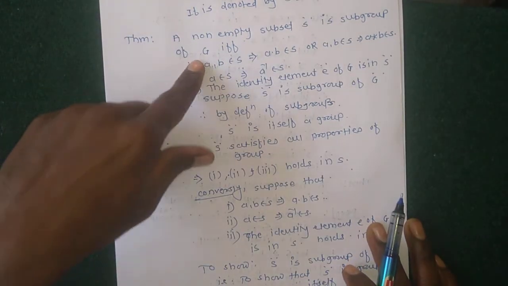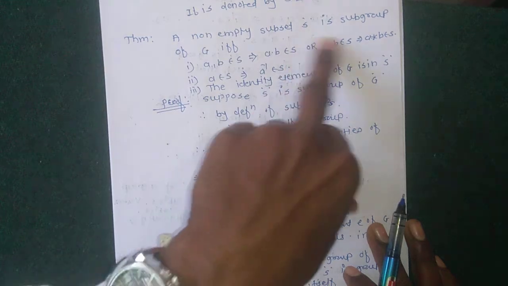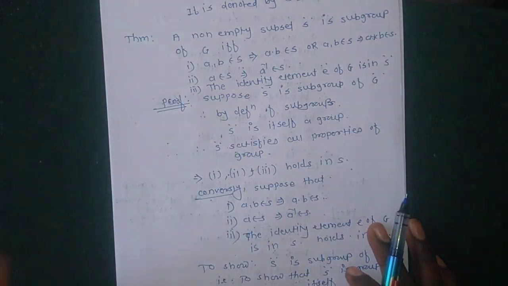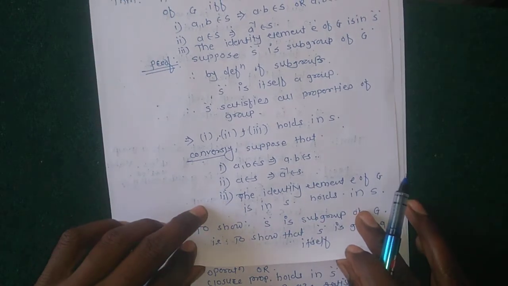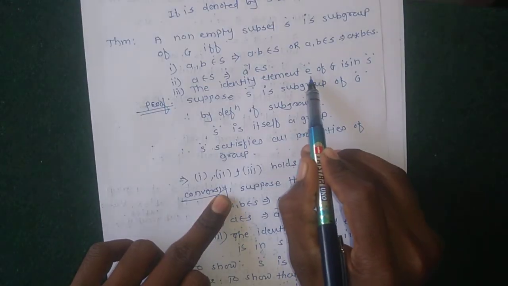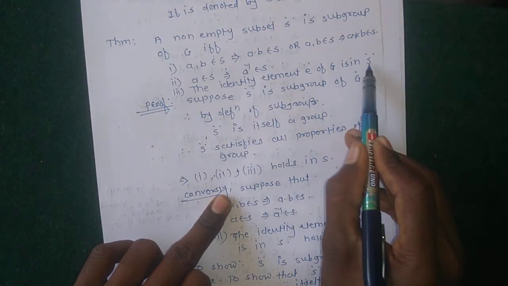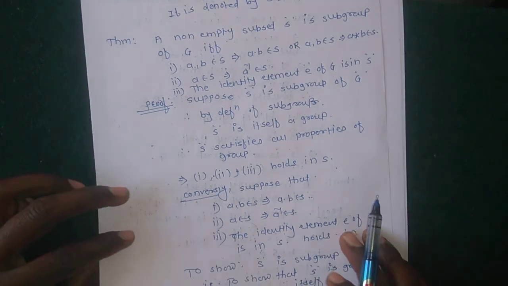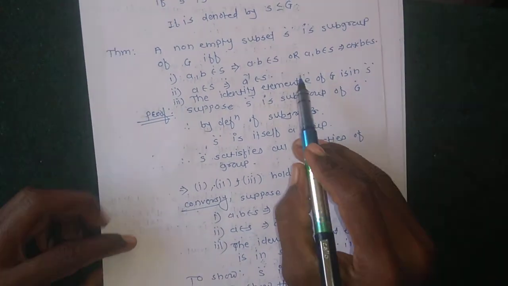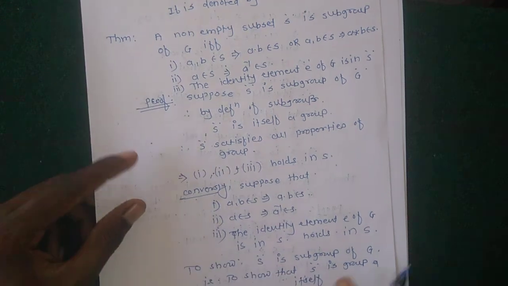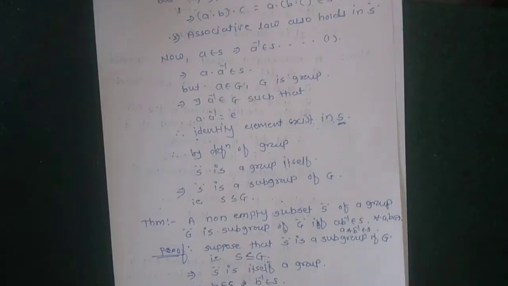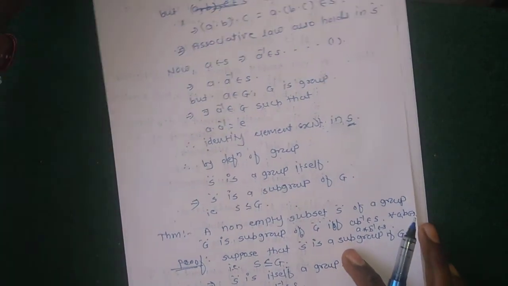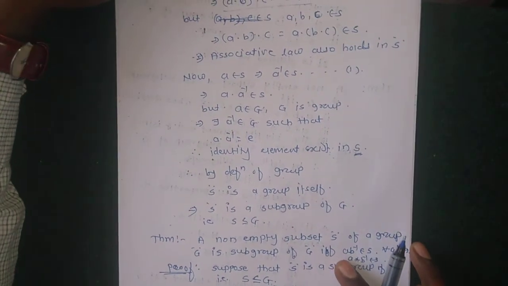Conversely, suppose that three conditions hold, to prove S is a subgroup of G, means S is itself a group. Here we only need to show that the identity element of G is in S, and that associative property holds. Here S is a subgroup of G, and to prove that S is itself a group, G is a group, so associative property also holds in G.